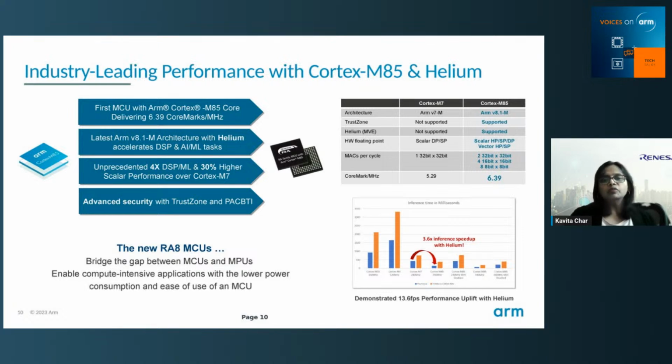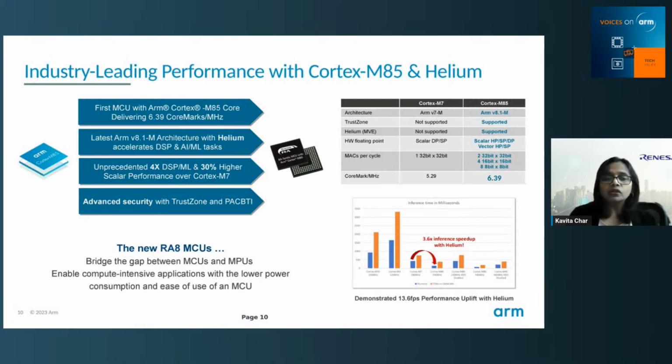I will touch on some of these key features in the next few slides, and I want to start, of course, with the industry-leading performance that we get with the Cortex-M85 core and Helium. ARM recently introduced this new core to the market, and the RA8 series are the first MCUs that brought this core to the market, delivering a 6.39 CoreMark per megahertz. As a comparison, it's a 15 to 20% uplift over the Cortex-M7 core.